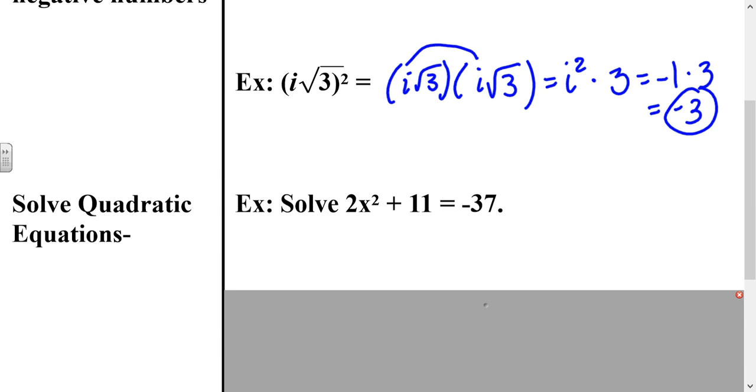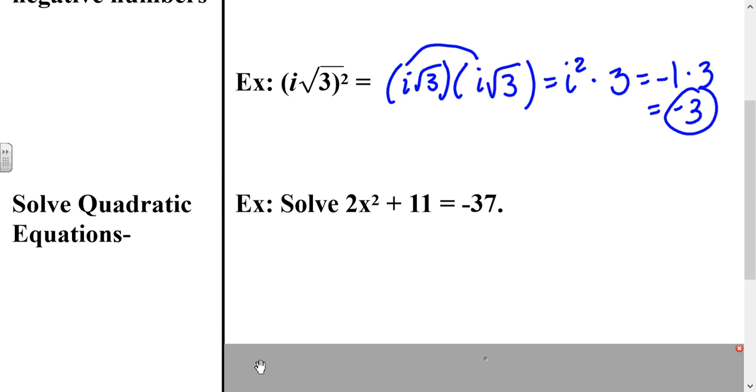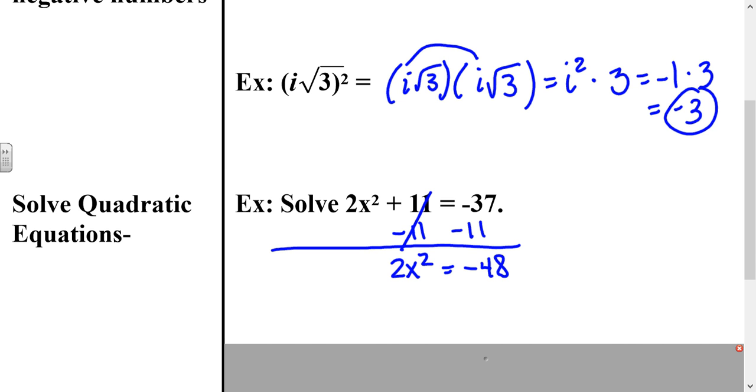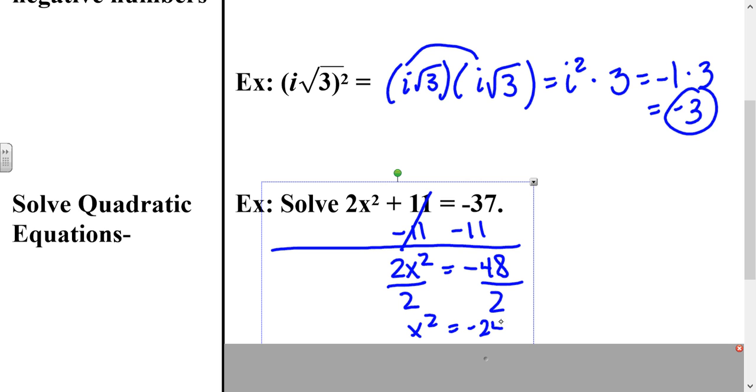Alright, now we're going to talk about solving quadratic equations and getting imaginary numbers as answers. So if I wanted to solve 2x squared plus 11 equals -37, I would solve this like normal, so I would subtract 11 from both sides. And these would cancel out, and I would get 2x squared equals -48. So from there, I would divide by 2, and I would get x squared equals -24.